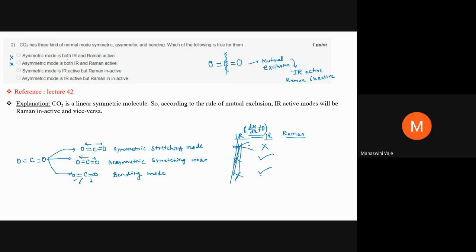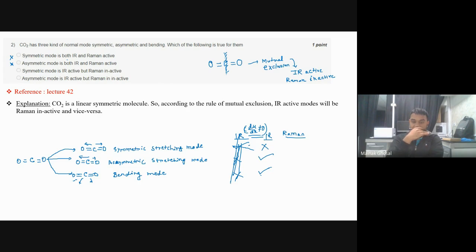And that's why in the case of CO2, in the IR spectrum you just see two bands. In the Raman case, if this mode is IR inactive, it must be Raman active. And if these two are IR active, then they must be Raman inactive. So for the symmetric stretching mode, IR activity is not there, but Raman activity will be. Similarly, the asymmetric stretching mode will be IR active but Raman inactive.